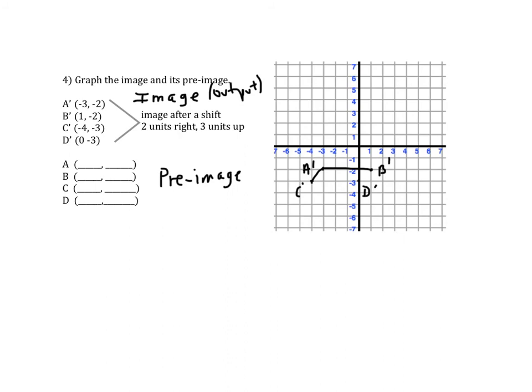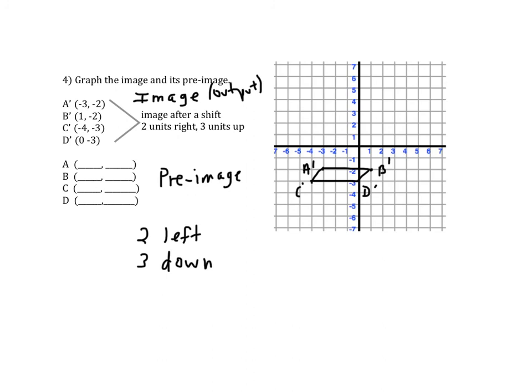Okay, finally, connect all 4 of your points to make a quadrilateral. So it says that this result, this image, was created by a shift of 2 units right and 3 units up. So we want to reverse this. We want to go 2 to the left and 3 down. Again, we do the opposite to work backwards and find the pre-image. So I'm going to do this in red. I'm going to start with A prime, and we're going to work backwards to find the coordinates for A.